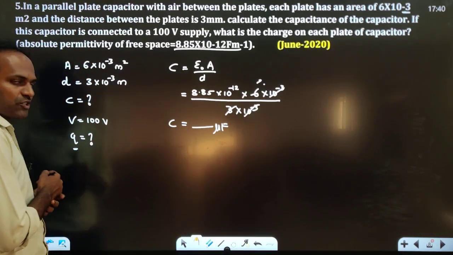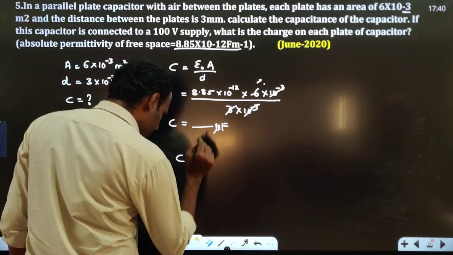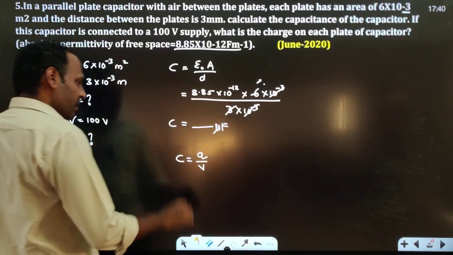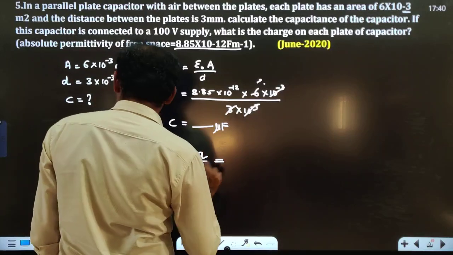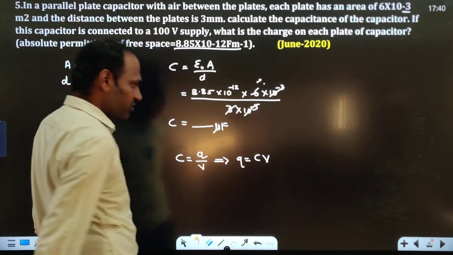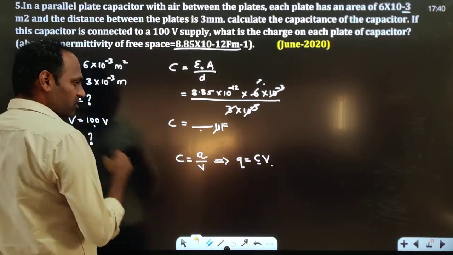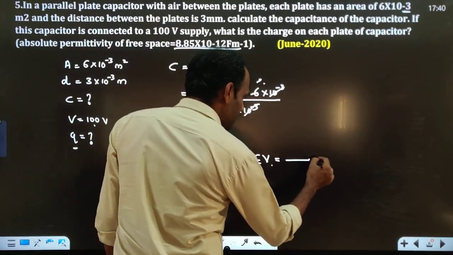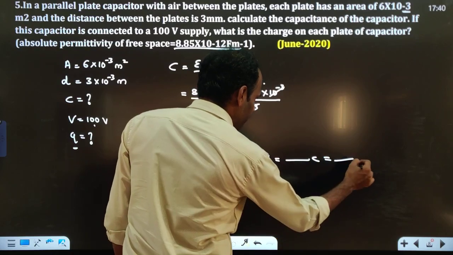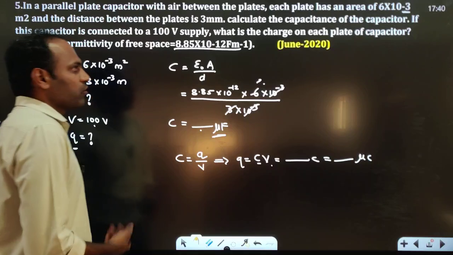Next, we have to calculate charge on each plate of the capacitor. See, we know this very well. C is equal to Q by V, right? So next, what charge we want. So Q is equal to C into V. C means you take this capacitance. V means it is given 100 volt. Substitute, you will get the charge. Either this charge will be in coulomb or it will be in microcoulomb. If this is in microfarad, this will be in microcoulomb, right? This is how we have to calculate it.